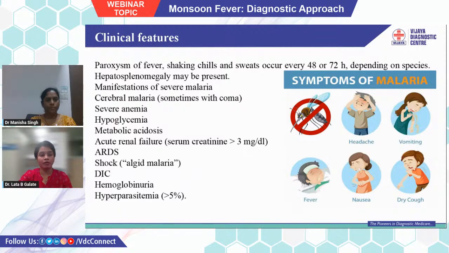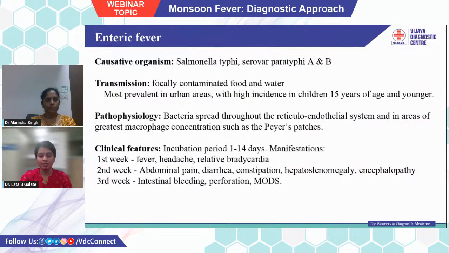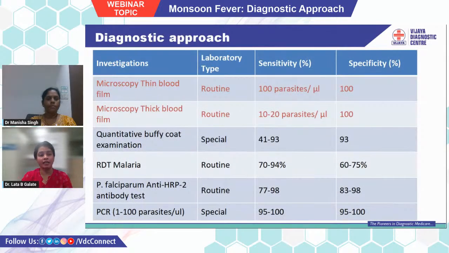One can avail a battery of tests for the diagnosis of malaria, as shown in the table. The most specific and sensitive test is microscopic blood examination, with 100% specificity, and as low as 10 to 20 parasites per microliter of blood can be seen in the thick blood film. Rapid tests are also available for malaria, which have a sensitivity of 94% and specificity of 75%.